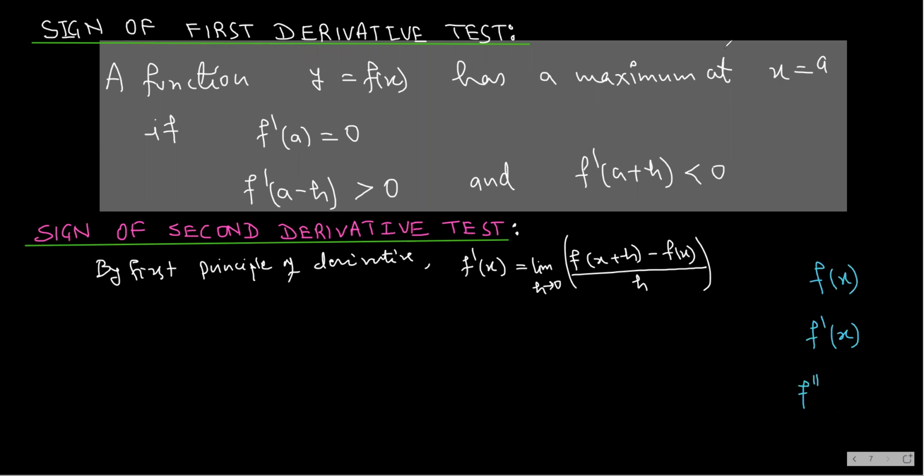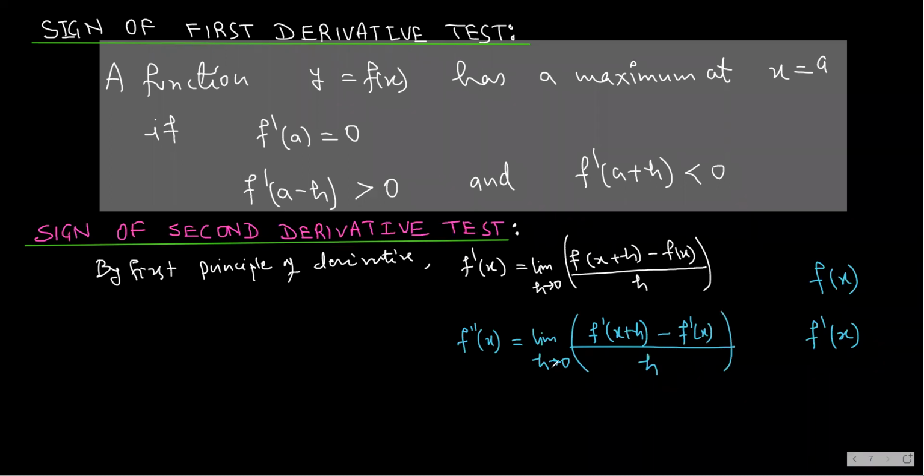For finding the derivative of f of x, what did you do? You increased the value of x by h, and then you subtracted f of x from f of x plus h. Now, the same thing you would do for f dash x. So see here, f double dash x will be limit h tends to 0. Now you will not write f of x plus h. You will write f dash x plus h minus f dash x upon h.